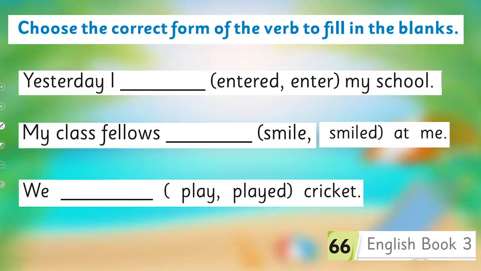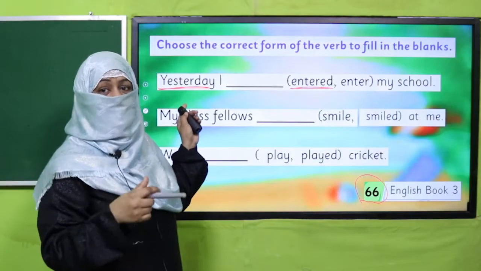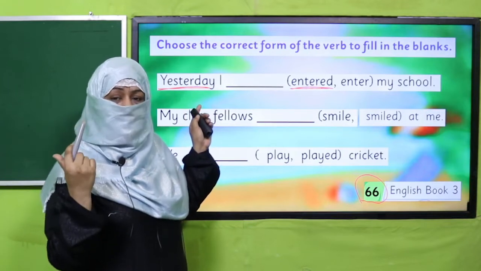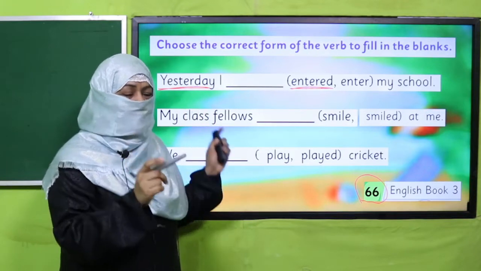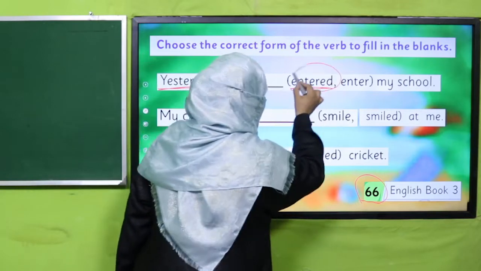Okay, the third thing can be, this is also something we just practiced, remember this yesterday, we have to select the correct form of verb. Yesterday I entered. Why entered? Because it's a simple past tense. This is how we better find the tense. If yesterday is not there, then we can select enter. But this yesterday is telling us it has been done. That's why it's past, and in simple past we use the second form of verb. That's why we select entered over here.